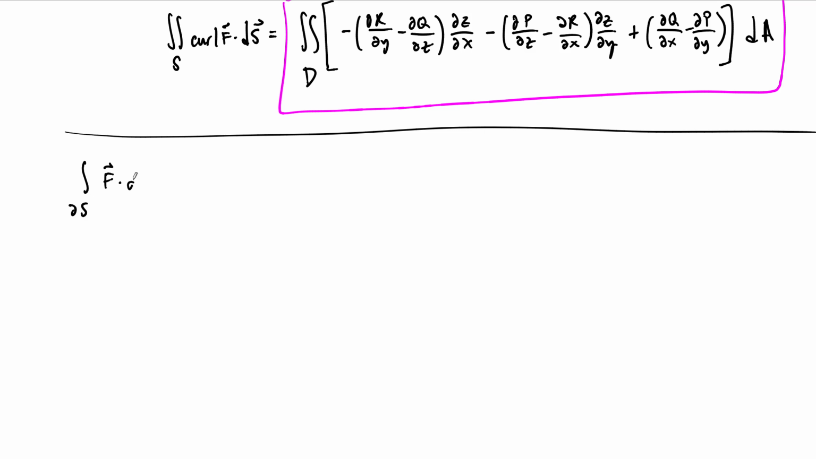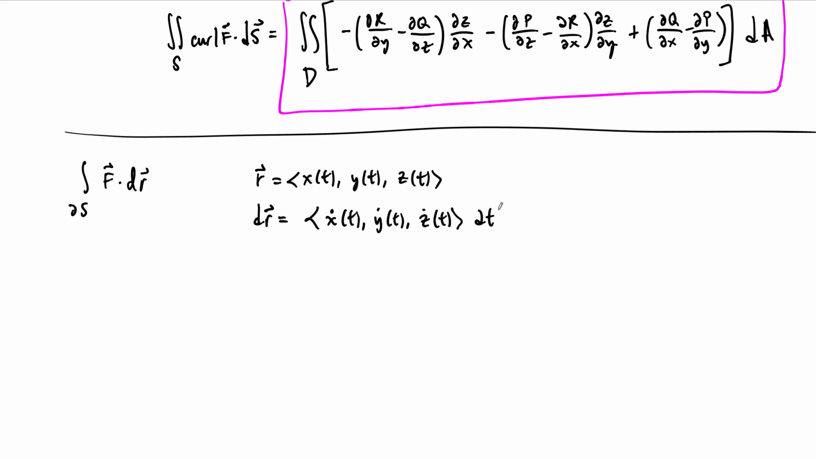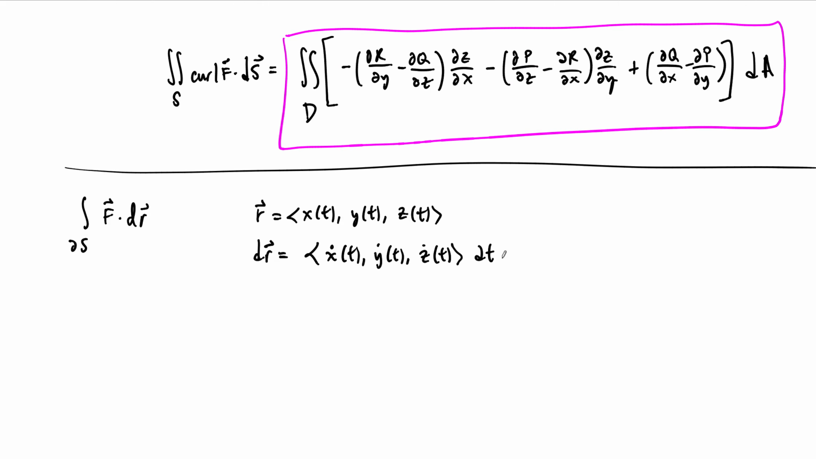All right, so the boundary curve, ds, of F dotted with dr, where our r is going to be equal to the vector function. We talked about this. x of t, y of t, and then z of t. I'm just going to write it out like this, but remember that z is a function of x and y at this point, right? And so dr is the vector function x dot of t, y dot of t, z dot of t times dt. Okay, and we can just write out our path integral as F dotted with r dot dt. This is r dot right here, right?